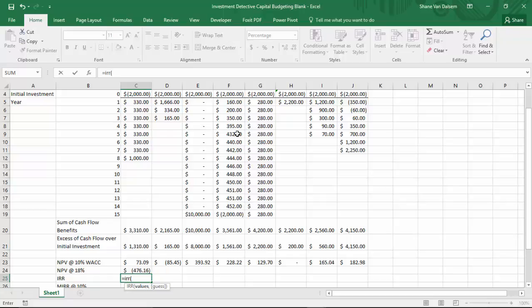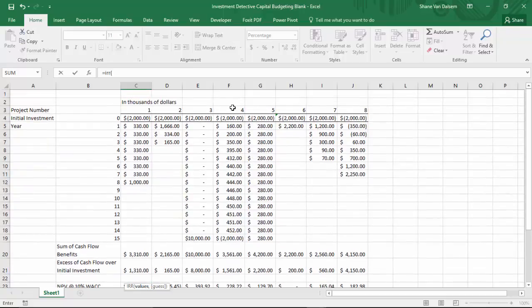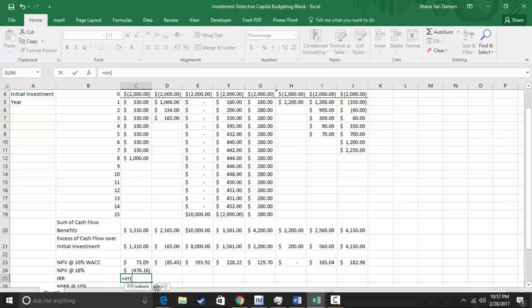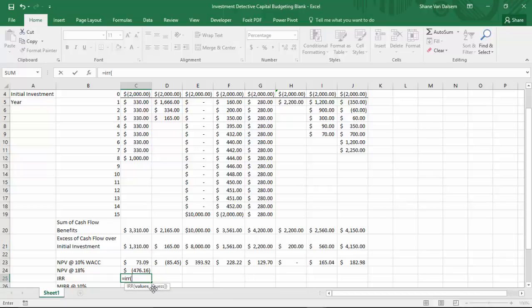If we don't, we get an error message. So we include the year 0 cash flow, we highlight all the cash flows, and it will tell us our return. However, if we have a negative cash flow, for example in year 4 for project 4, it may cause a problem for us. But we have IRRs, and as I showed you in the part 1 notes, we can have multiple IRRs.